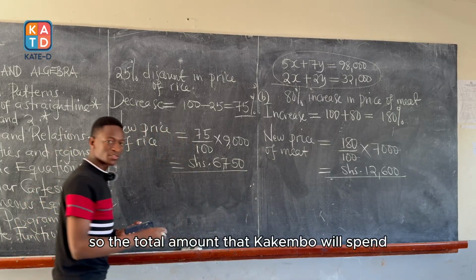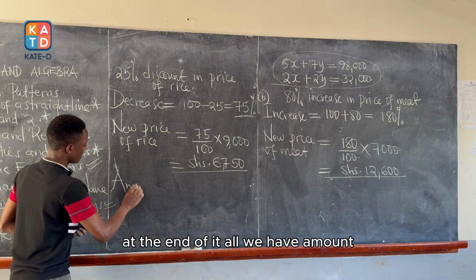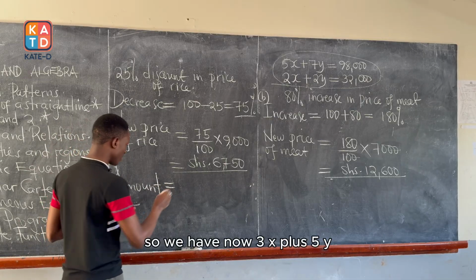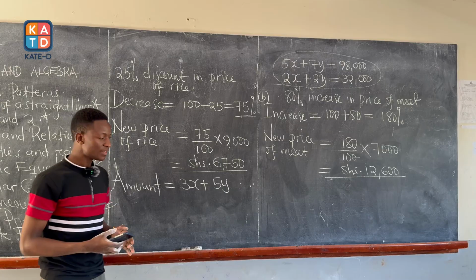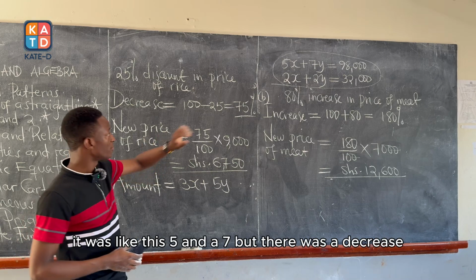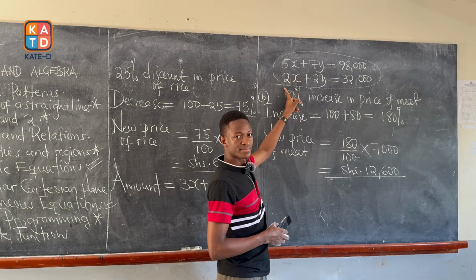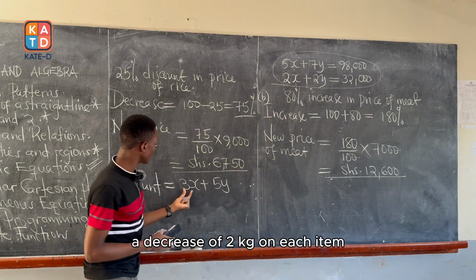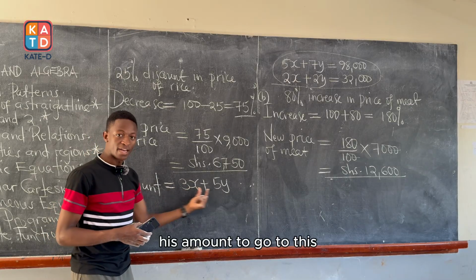So the total amount that Kakembo will spend at the end of it all, the new amount, we shall use the first equation. So we have now 3x plus 5y. If we use the first equation, it had a 5 and a 7. It was like this, 5 and a 7. But there was a decrease. There was a decrease of 2 kilograms on each item. So the decrease of 2 kilograms on each item caused his amount to go to this.